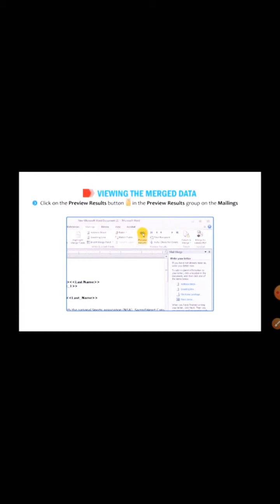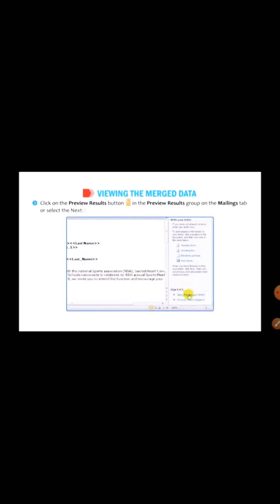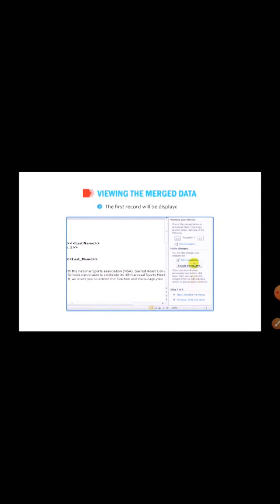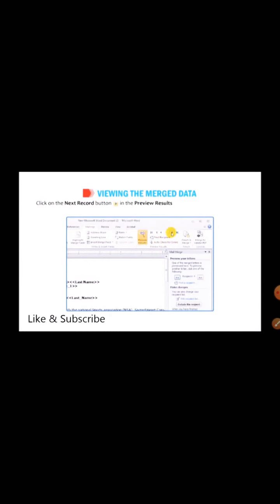Click on the Preview Results button in the Preview Results group on the Mailings tab, or select the Next: Preview your letters wizard step under the Step 4 of 6 section. The first record will be displayed. Click on the Next Record button in the Preview Results group to view the next record of the data source. Know more facts here: Select from Outlook contacts. Choose this option under Select recipients if you want to use the email address book in Microsoft Outlook.